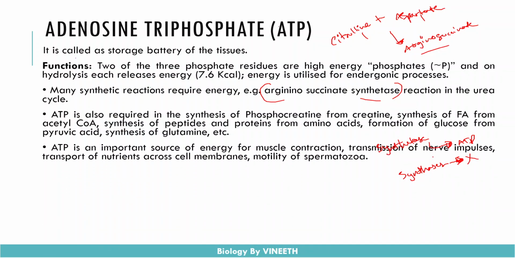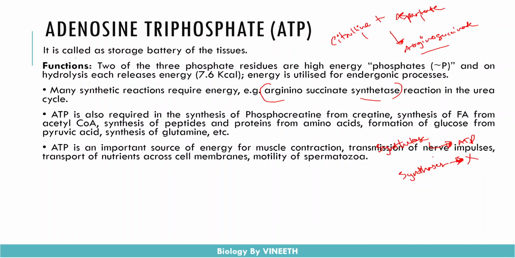ATP is an important source for muscle contraction and transmission of nerve impulses. We all know this. Transportation of molecules across membranes, these active transport mechanisms, utilize ATP molecules to transport big molecules such as amino acids, sugars, and a lot of other big compounds in and out of the cell. They require ATP molecules as an energy donor, and utilizing that ATP, they transport the molecules.